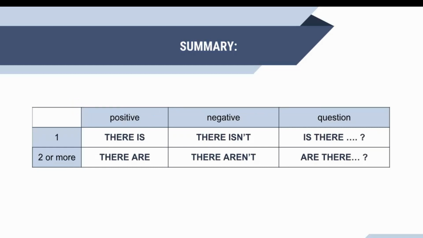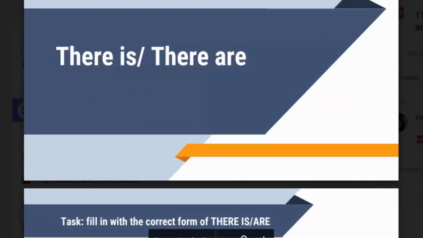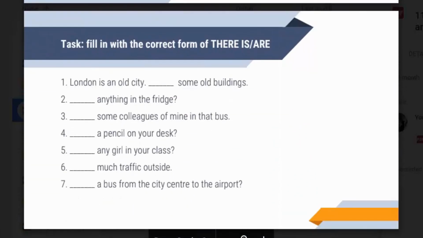Everything that we spoke about. When there is a positive sentence, one thing we speak about, there is. Two or more things, there are. Negative, there isn't, there aren't. And the question, it's really easy. You just exchange the words, you change their places. Is there, are there. There is in fact only one exercise so far, so what you need to do is to fill in with there is or there are. See you in the explanatory section.